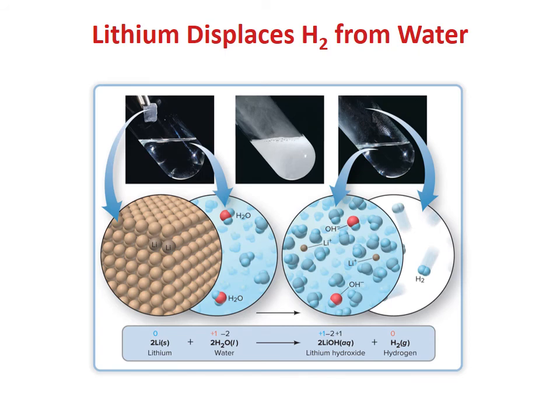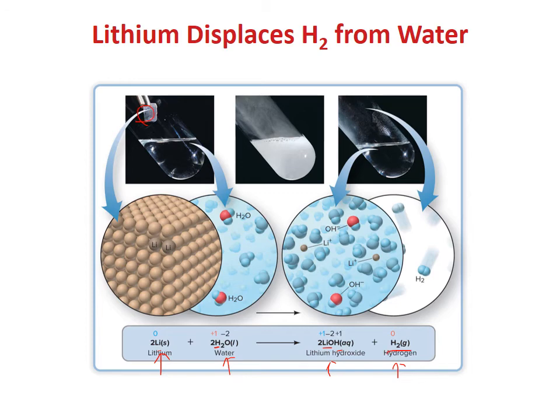In this redox reaction, lithium reacts with water, forms lithium hydroxide and hydrogen gas. What type of redox reaction is it? Yes, it's a single displacement reaction. One of the hydrogens of a water molecule is displaced by a lithium atom to form lithium hydroxide, and the hydrogen forms hydrogen gas.